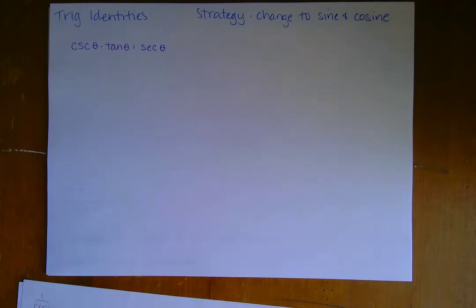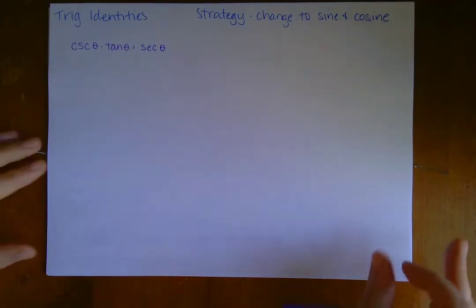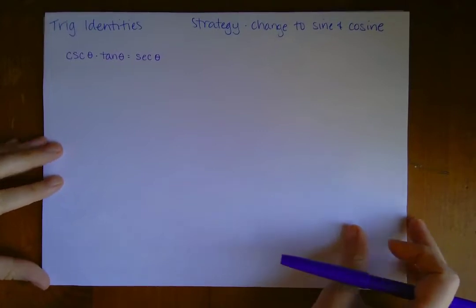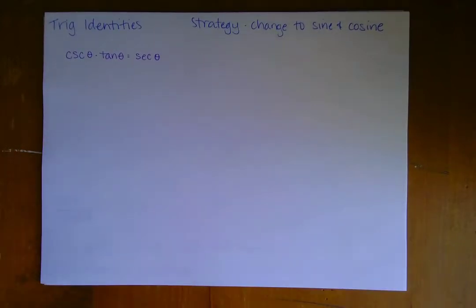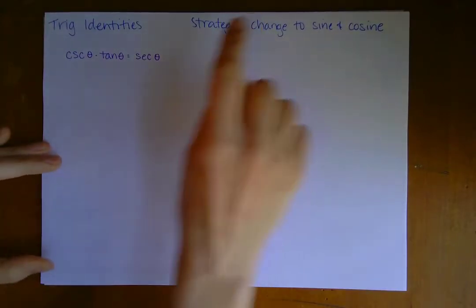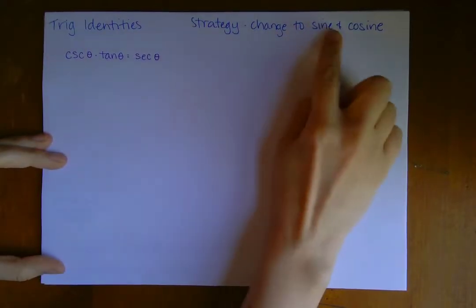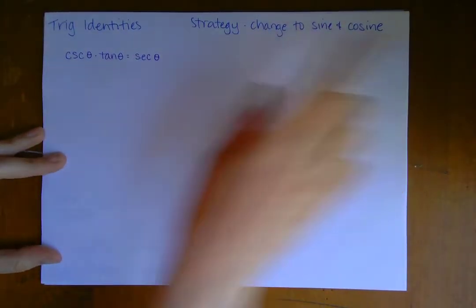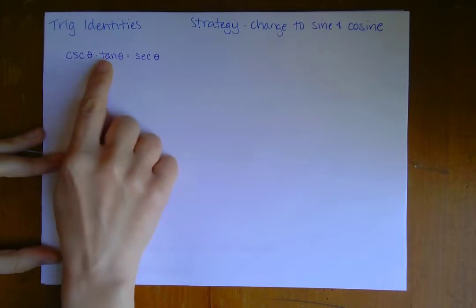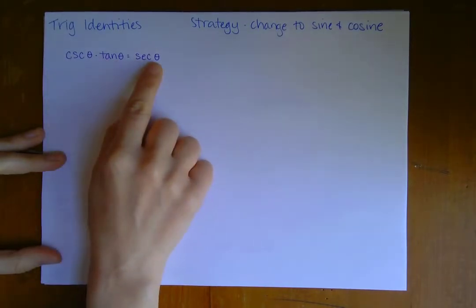Today we're going to look at some strategies for working with trigonometric identities. So the first strategy that we're going to use today is changing everything to be in terms of sine and cosine. So here's our example. We have cosecant theta times tangent theta is equal to secant theta.